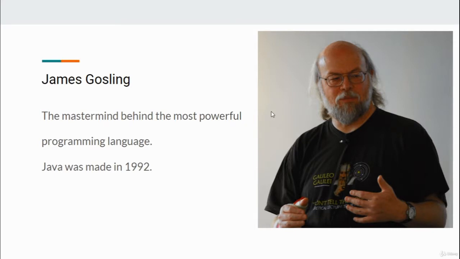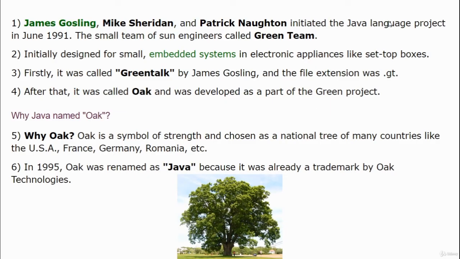So here comes the topic: the inventor of Java. In the picture you can see, the person's name is James Gosling, and he is the person who invented Java. He is the mastermind behind the most powerful language in the world, right? So Java was made in 1992, and till now its popularity is maintained because there are many developers available for Java, and Java has been continuously improving its support for the latest technologies like AI, machine learning, etc. So we will take a look at how Java was invented, right?